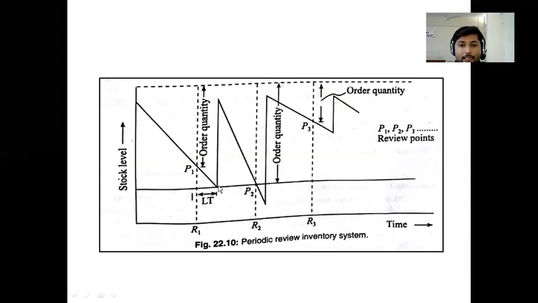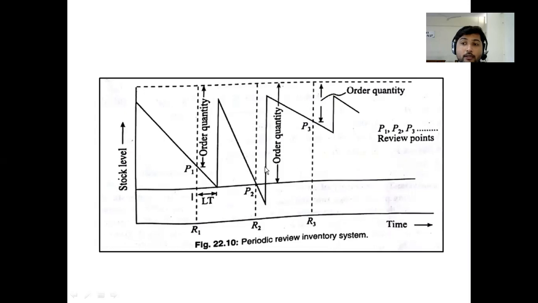Now this lead time is less than the review period. Review period means the difference between R1 and R2 will be considered as a review period. So this lead time is less than the review period. In that case, we will need to use another formula. And let us consider that you have ordered over here, but you received the material after this R2 time period, or R2 level, after R2 level.